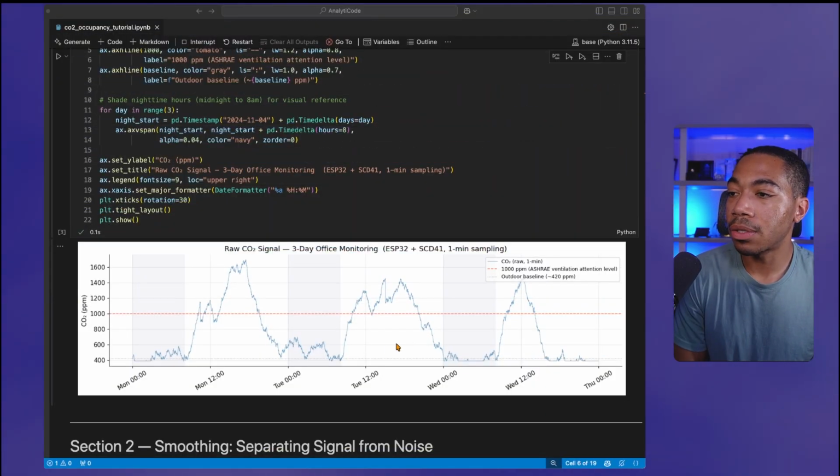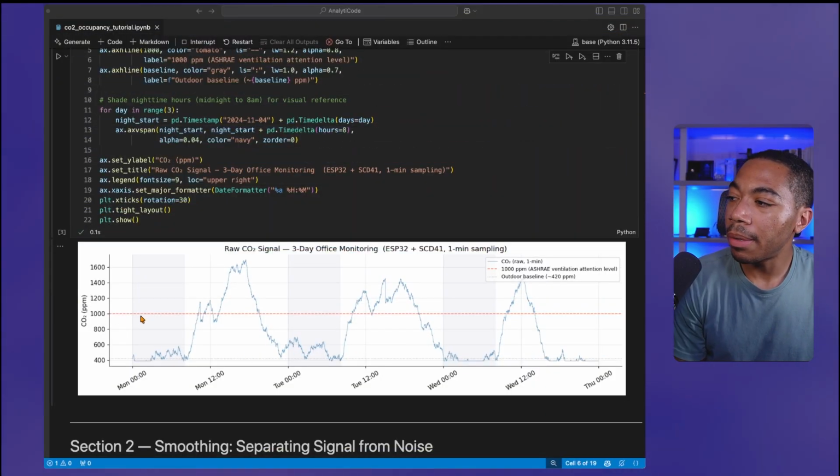Now, the SCD41 has an accuracy of about 40 parts per million. And we're going to have to consider that when we start factoring signal to noise, and in particular, this will come in handy when we do our signal smoothing. So let's get started. Let's talk through what we see in this raw data here.